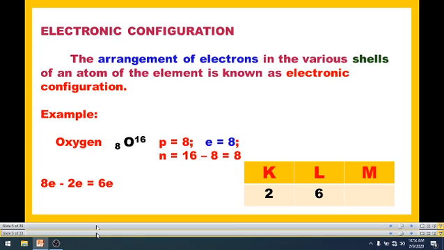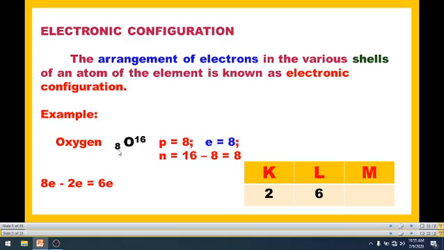That is called electronic configuration. Electronic configuration means the arrangement of electrons in the various shells of an atom of the element. Let us take an example, oxygen, 8 16 O. What is the number 8? 8 is the atomic number and 16 is the mass number.